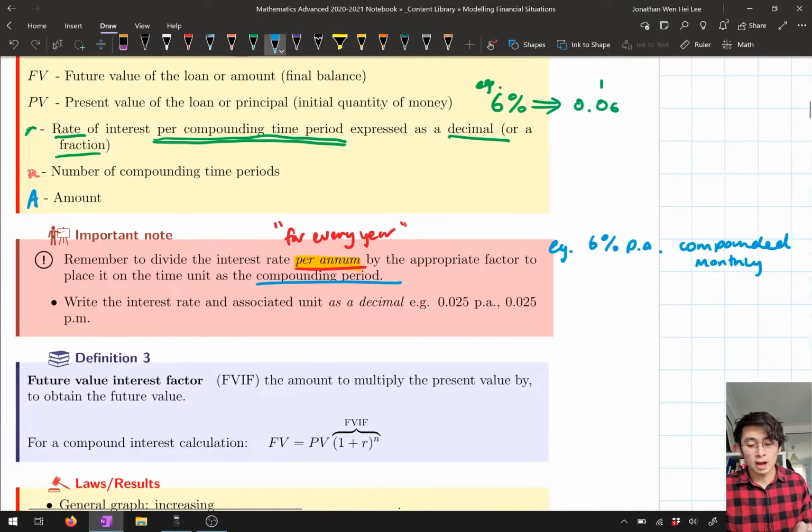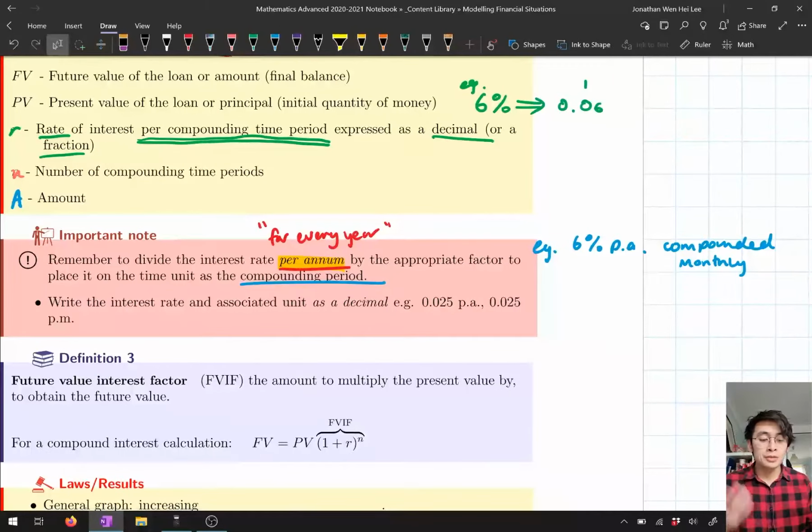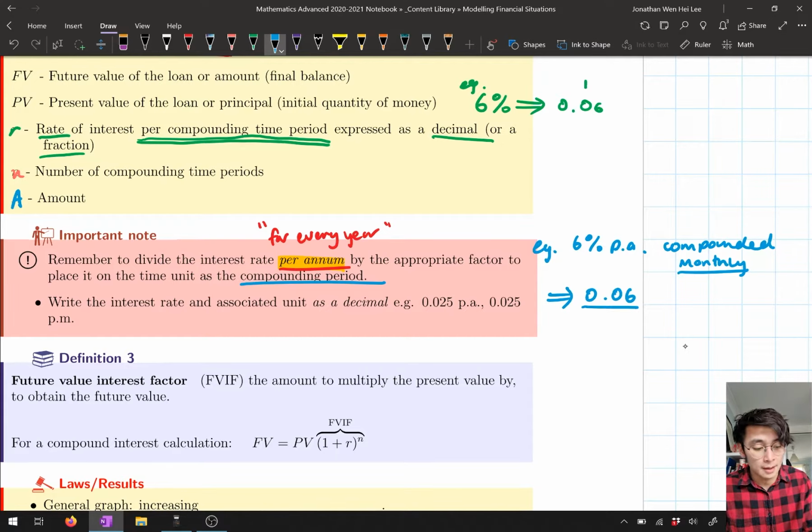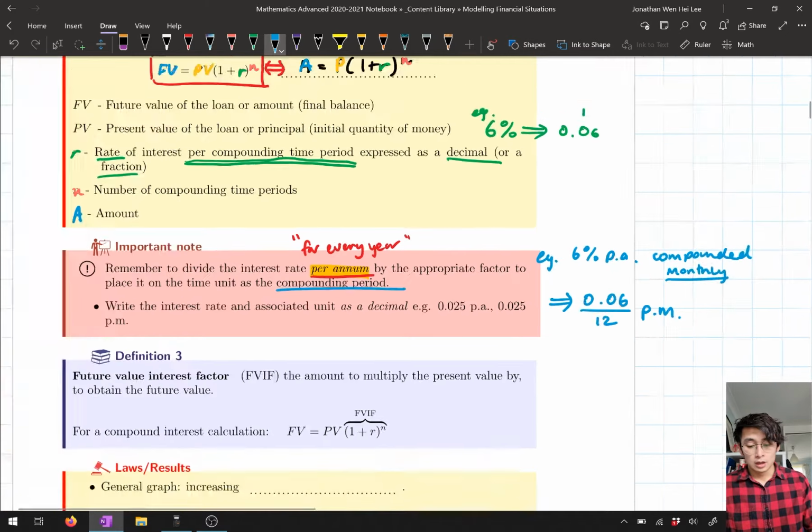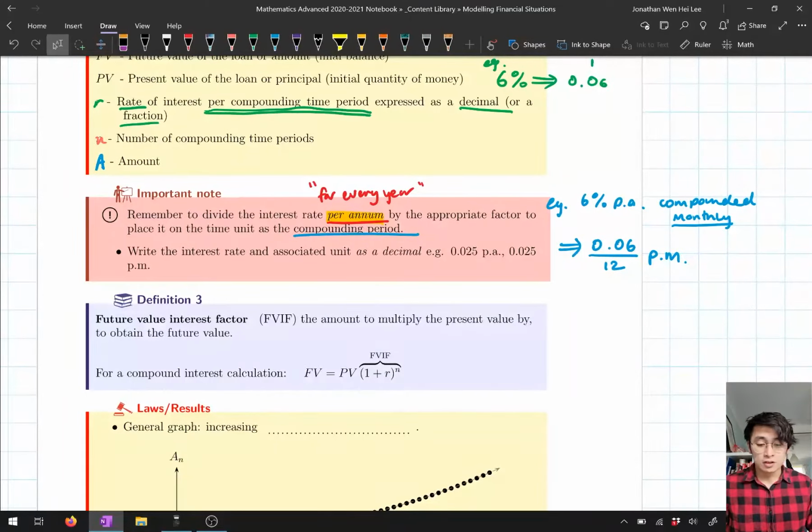What we need to do is find the associated monthly interest rate by dividing and scaling it to the appropriate time unit. So for example, 6% per annum, I'm going to write that as a decimal, 0.06, and for the compound interest per month I just need to divide that by 12 because there's 12 months in the year. So 0.06 divided by 12 is the per month interest rate. That is the concept of adjusting our per annum interest rate in order to match our compounding period.